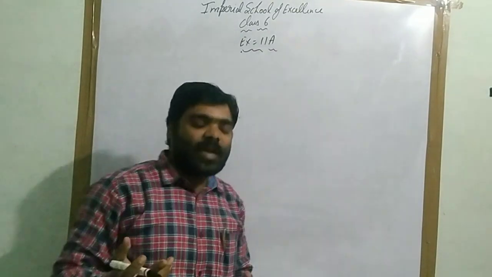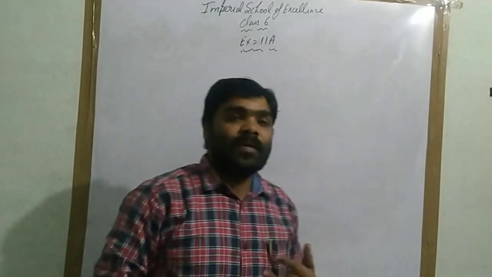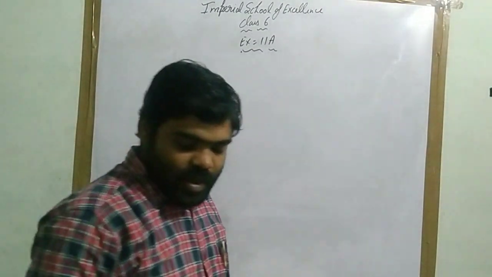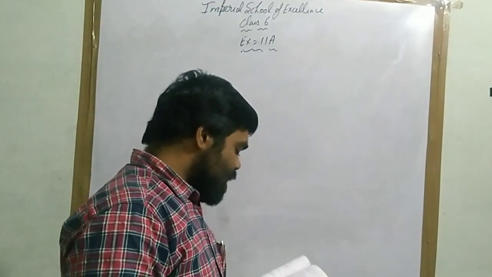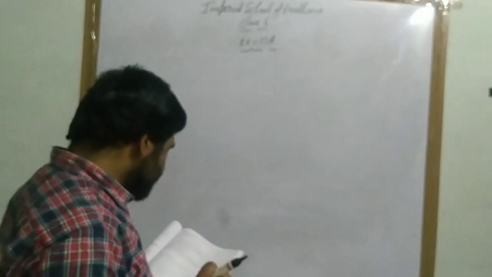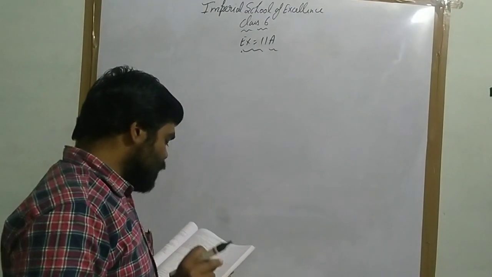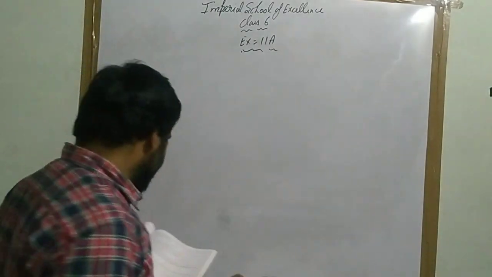In our last class we completed up to question number 6. Now we will discuss question number 7. The question number 7 is given here. Count the number of line segments drawn in each of the following figures and name them.